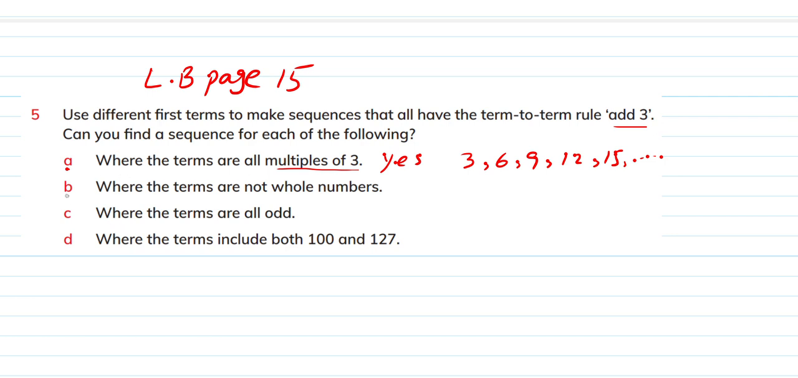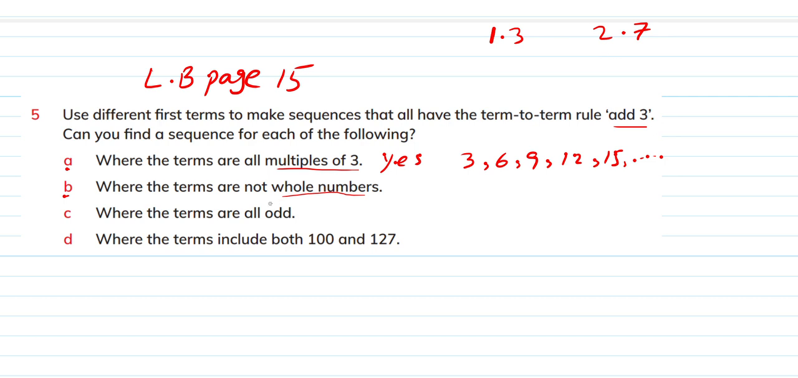Okay, next in part B, it is saying the terms are not whole numbers. Now, if we say the numbers are not whole numbers, for example, 1 is a whole number, but 1.3 is a decimal number, it is not a whole number. It means we have a full number and there is a part of that. Also, for example, 2.7 is not a whole number.